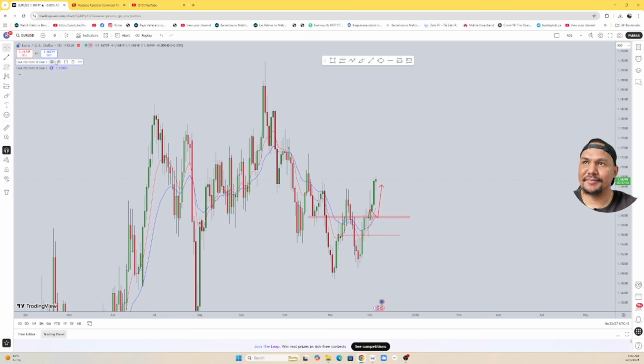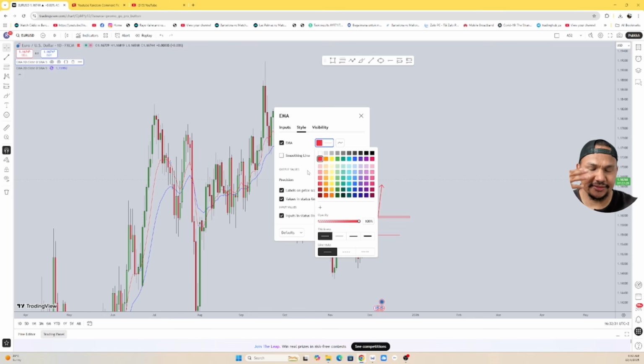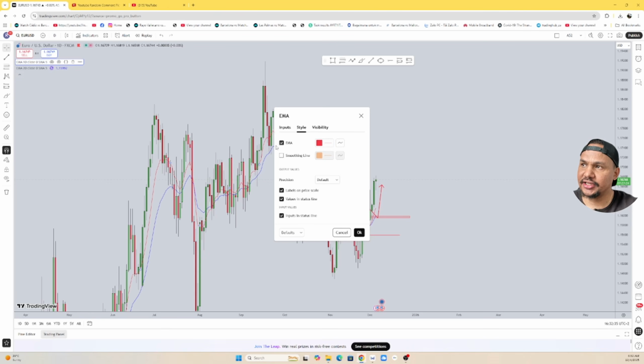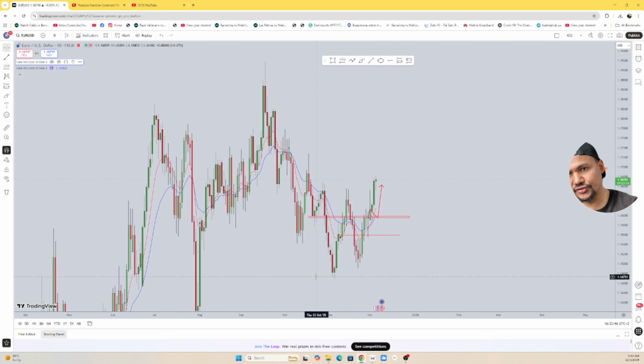The next one, let me just go back here. The style, I normally just do it red, and you can do it whatever color you want to, and you just click the SMA. We don't select the smoothing line, and you just say level price, and then the visibility, and that's kind of what everything looks like, right? I believe that's the default setting.